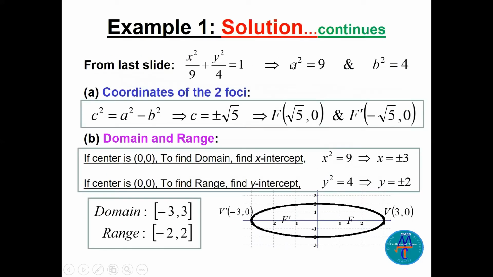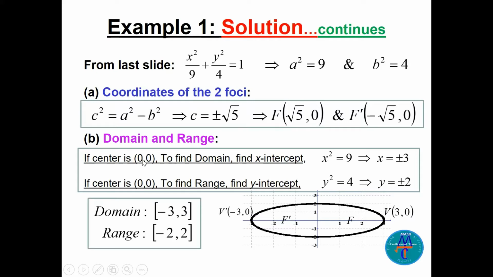Now, once we get A squared is 9, B squared is 4, I can use the formula C squared is equal to A squared minus B squared. 9 minus 4, so C will be plus or minus square root of 5. These are the foci here, inside. Foci are inside.